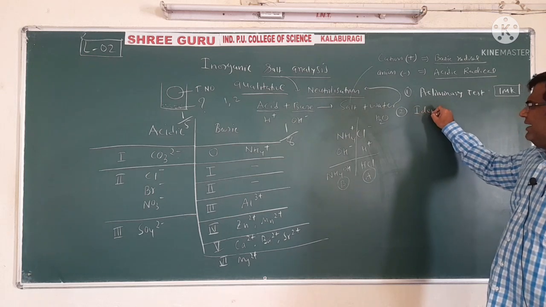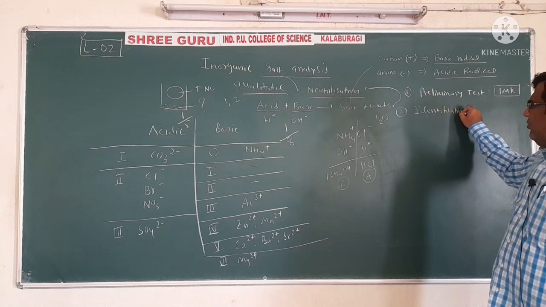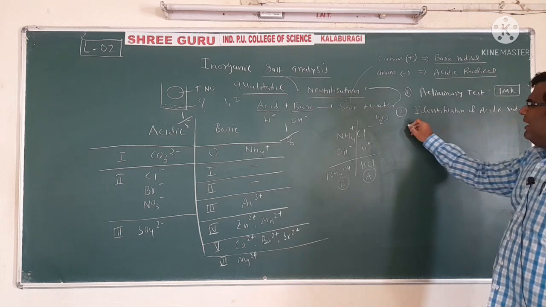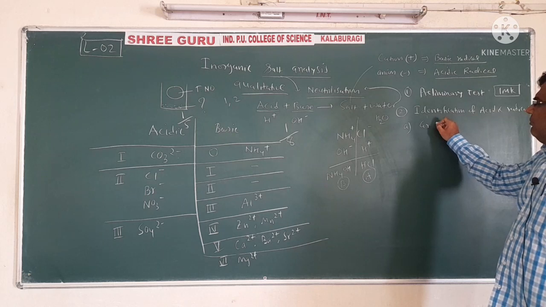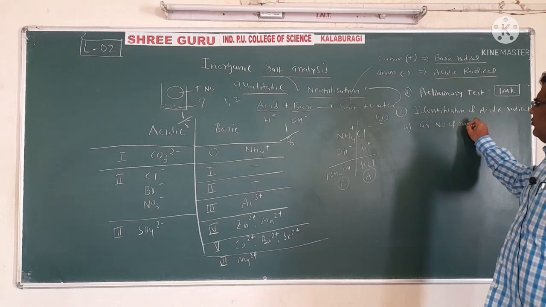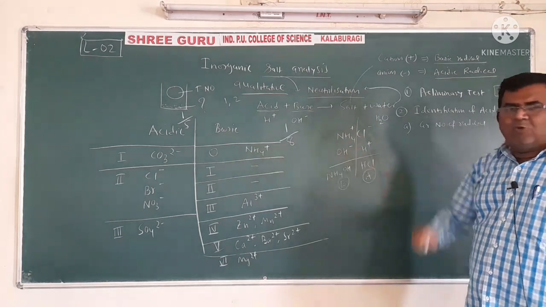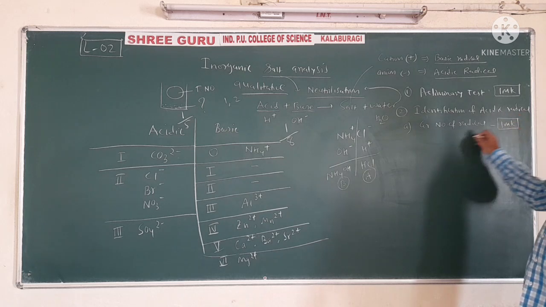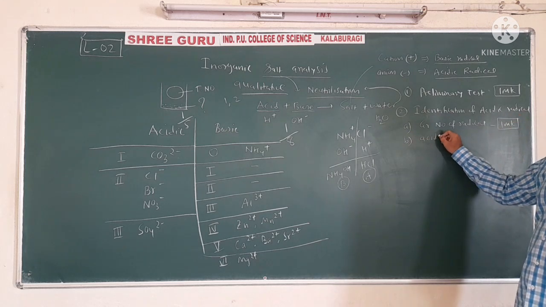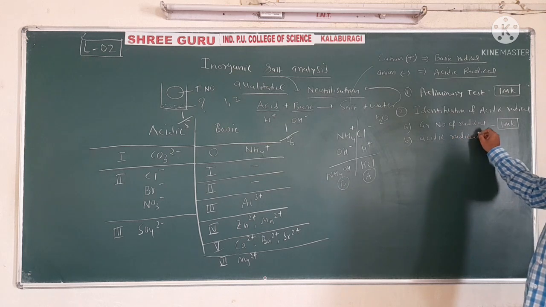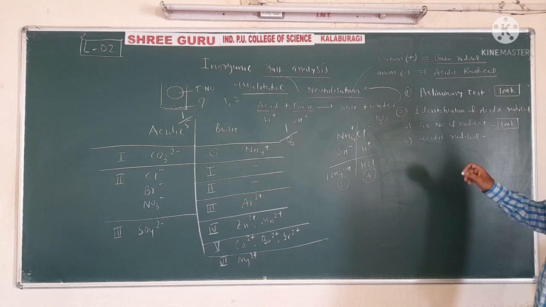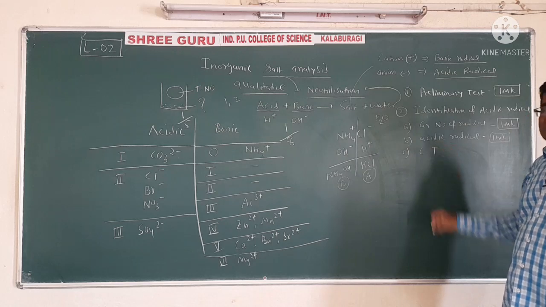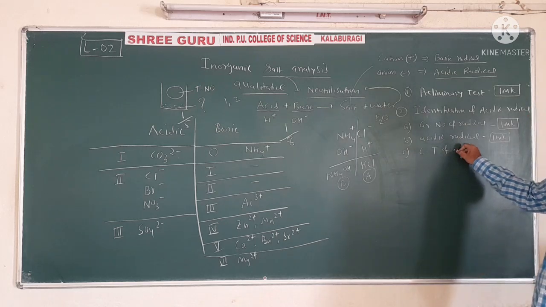Part 2 is identification of the acidic radical. In that part, first we have to identify the group number of the radical. Out of these groups 1, 2, 3 of acidic radicals, which group number is present? It carries 1 mark. Then we have to identify the acidic radical itself, whether it is carbonate, chloride, bromide, nitrate or sulfate. It carries 1 mark. And we call it the confirmatory test, CT, of that acid radical.